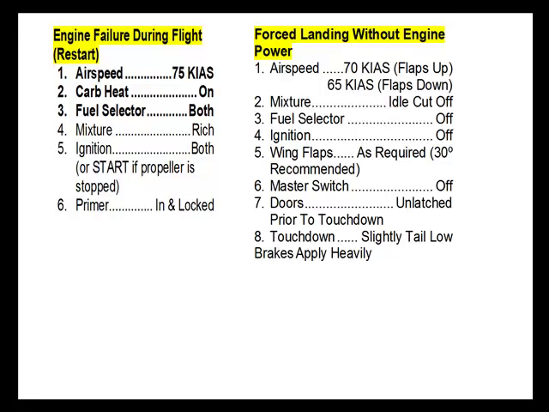If the engine is not going to restart and you will have a forced off-airport landing, you establish best glide speed of 70 knots with the flaps up. And the remainder of the checklist is preparing the cabin to minimize the risk of fire and to help ensure an effective emergency egress. So mixture off, fuel off, ignition off, leave the master switch on until you set your flaps. Then the master switch off.